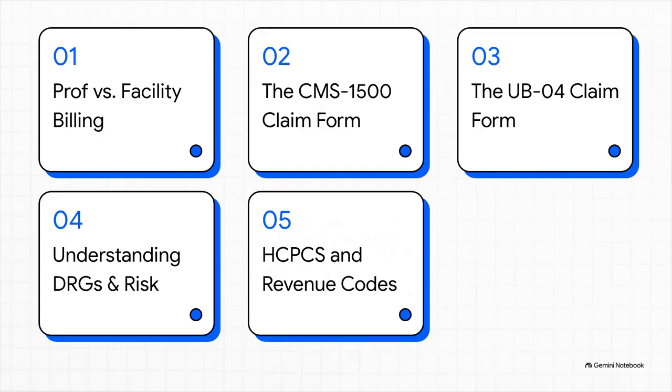Here is our roadmap for today. We'll start with the big picture split between professional and facility billing. Then, we'll look at the specific claim forms you're working with every single day, namely the CMS 1500 and the UB-04. After that, we'll unpack hospital reimbursement risk with DRGs. And finally, we'll wrap up with the coding building blocks, like HCPCS and revenue codes.